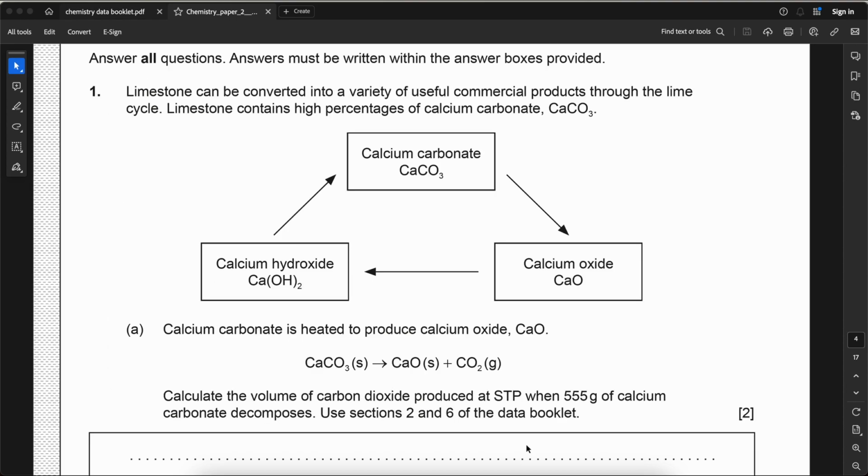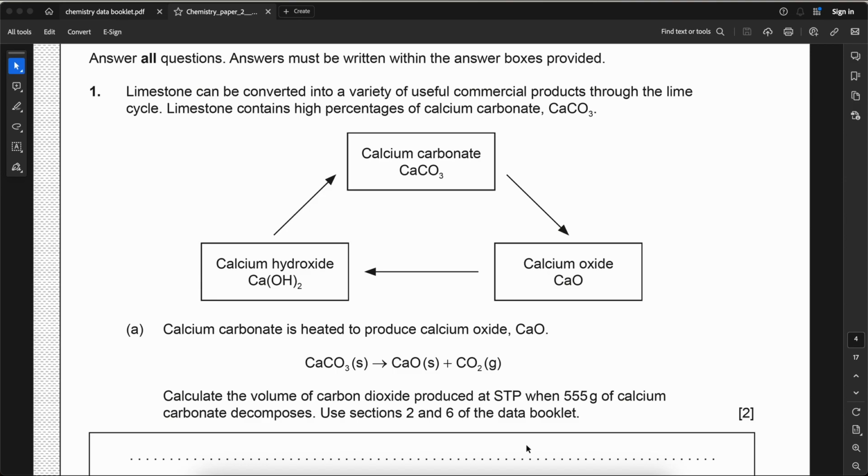Limestone can be converted into a variety of useful commercial products through the lime cycle. Limestone contains a high percentage of calcium carbonate. Calcium carbonate is heated to produce calcium oxide, CaO. Above is the cycle.